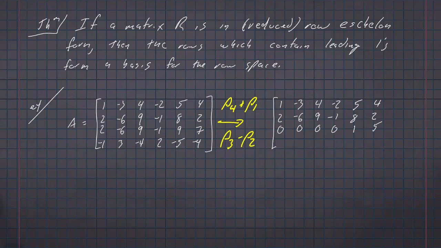Then the fourth row plus the first row. -1 plus 1 is 0. -3 plus 3 is 0. 4 plus -4 is 0. -2 plus 2 is 0. 5 plus -5 is 0. 4 plus -4 is 0. So satisfying.